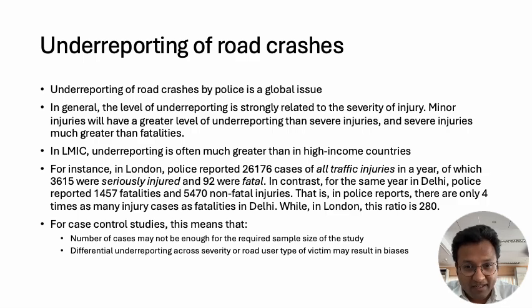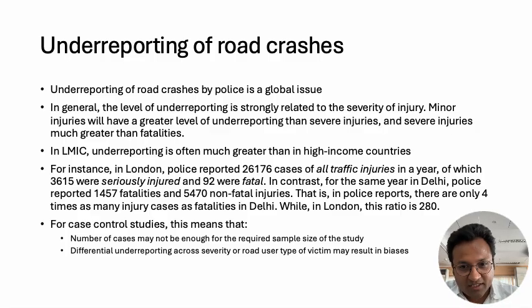Now that number 3 is much lower than the number 36 that will be the approximate ratio of fatal to non-seriously injured in London. So look at this. In Delhi, that ratio is about 3 or 4, and in London, that ratio is about 35, 36.